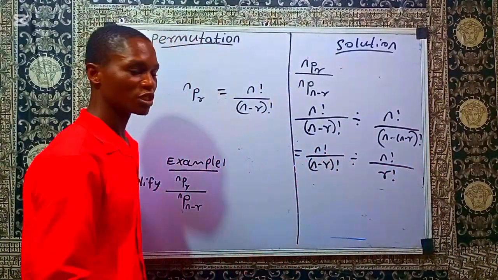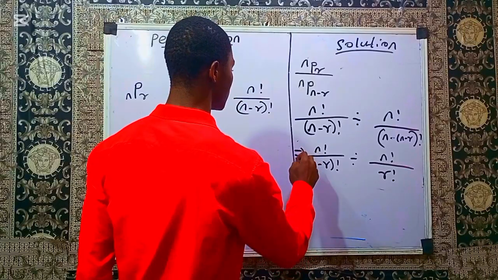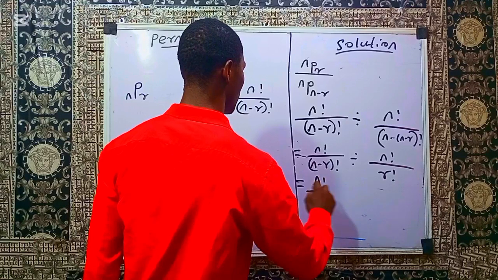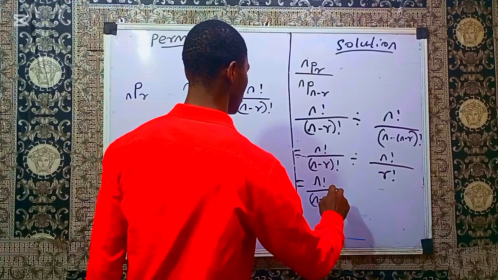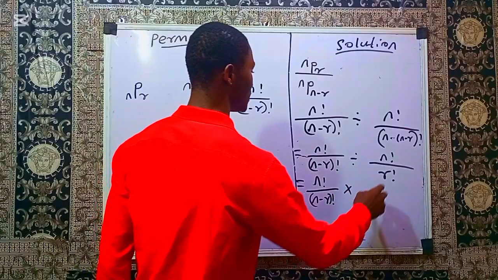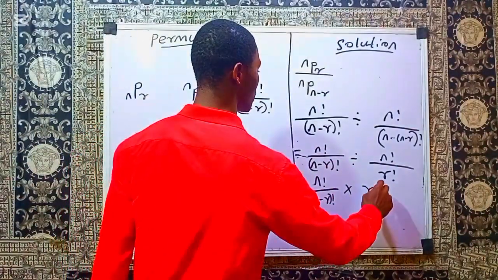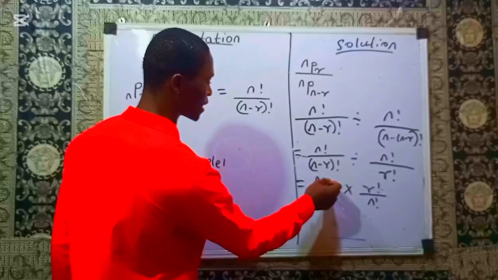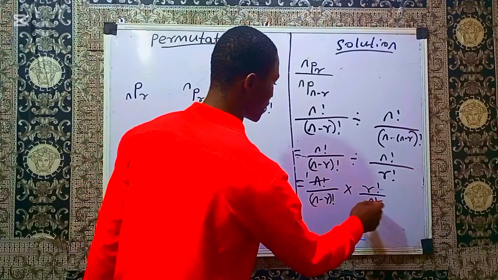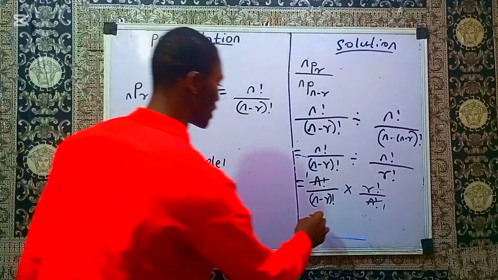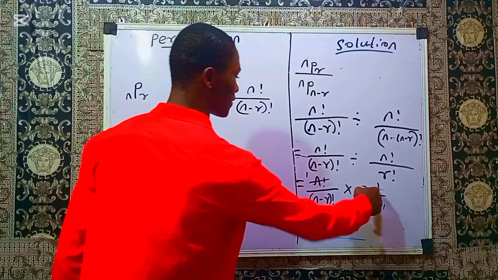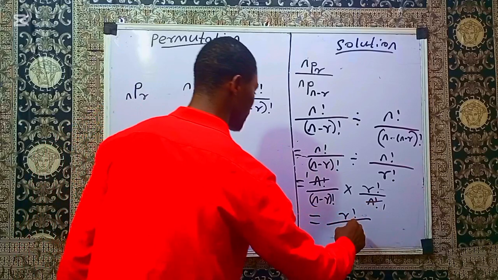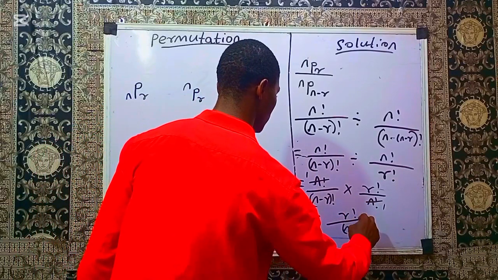We can change this division to multiplication. We are going to have that this is equal to n factorial divided by n minus r factorial. Then instead of this division, I put multiplication. This r factorial will be at the numerator, then n factorial will be at the denominator. So n factorial divided by itself is 1. So what we have here is 1 multiplied by r factorial, which is r factorial, divided by n minus r factorial multiplied by 1, I have n minus r factorial.